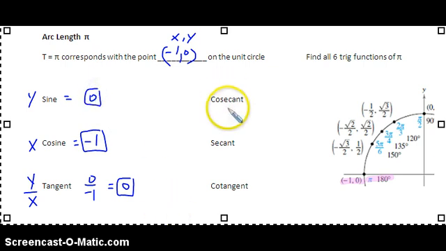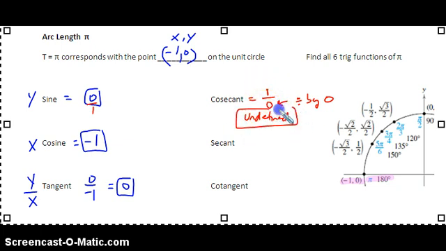Over here, when I think about the reciprocal, so if I make this a fraction, 0 over 1, then the reciprocal would be 1 over 0. Well, I can't divide by 0. So when I divide by 0, this becomes undefined. I don't get 0 when I do 1 divided by 0. The answer is undefined.